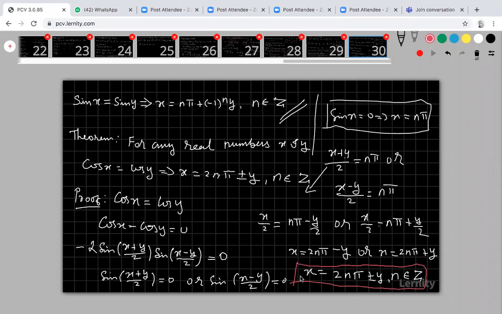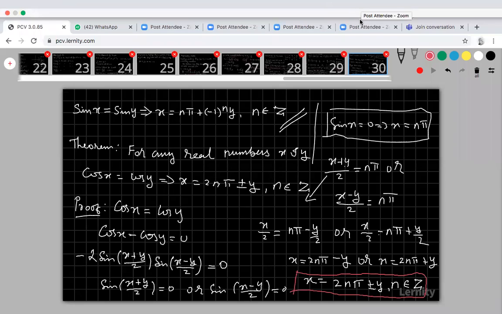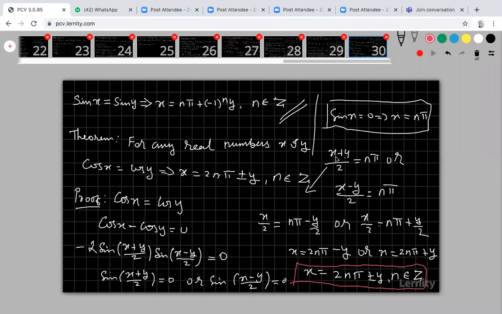Are you clear? Any doubt? Which one? Which step? Yeah, this is theorem 2.